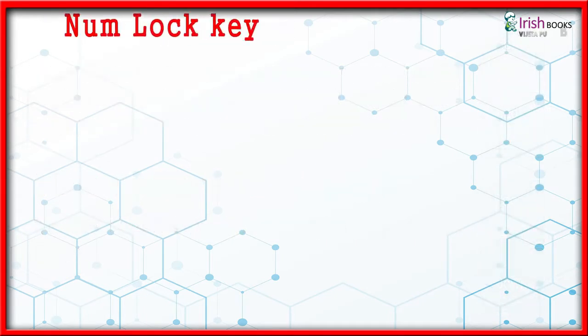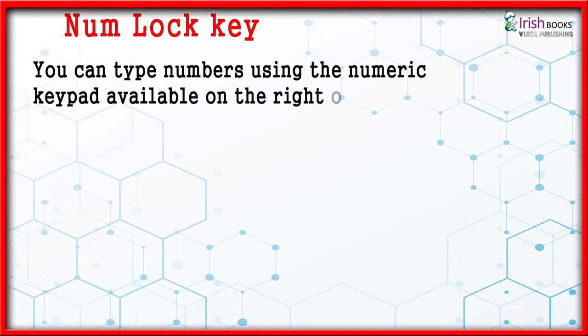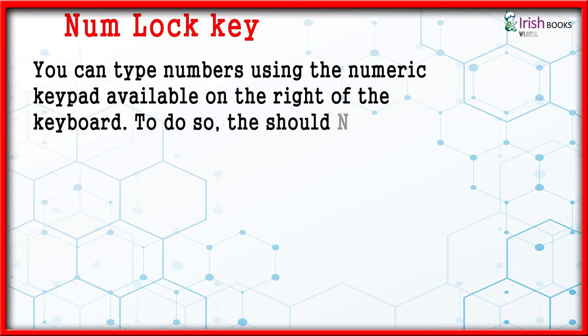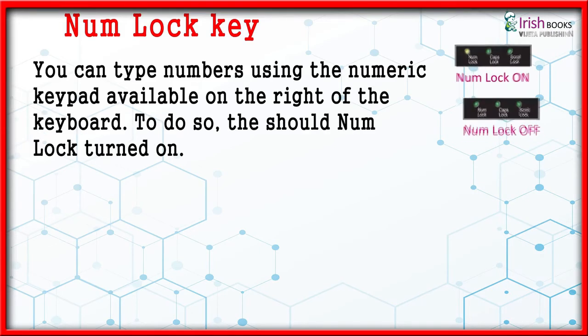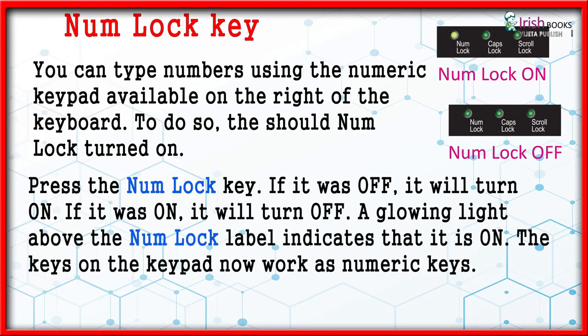Num lock key. You can type numbers using the numeric keypad available on the right of the keyboard. To do so, the num lock should turn on. Press the num lock key. If it was off, it will turn on. If it was on, it will turn off. A glowing light above the num lock label indicates that it is on. The keys on the keypad now work as numeric keys.